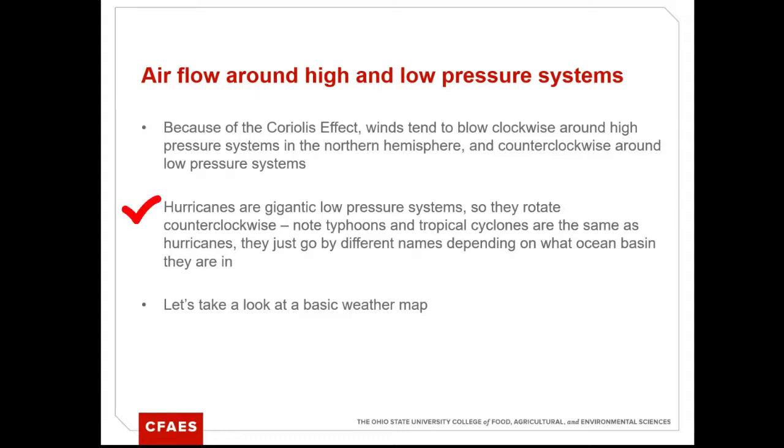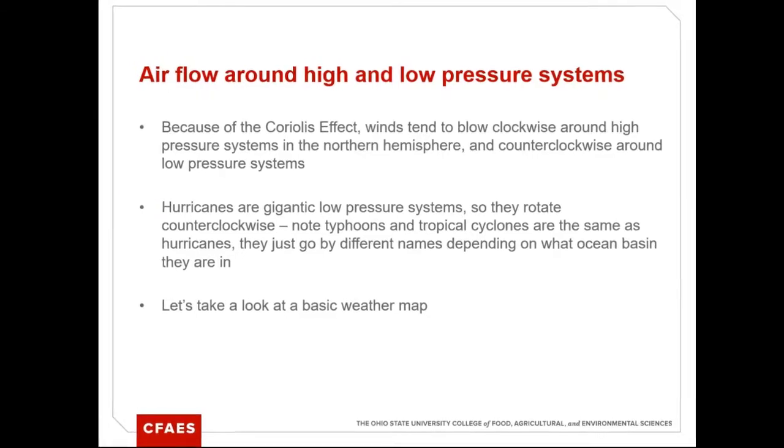Hurricanes are gigantic low pressure systems, so they rotate counterclockwise. Now, a lot of people ask, well, what's a typhoon and a tropical cyclone? They're the very same thing as a hurricane. There's no difference. The only difference is they go by different names depending on what ocean basin they're in.